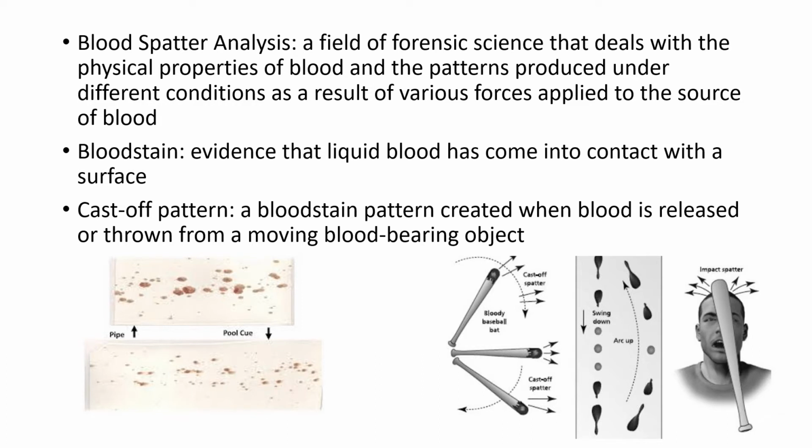Blood spatter analysis is its own entire branch of forensic science. It's a field of forensic science that deals with the physical properties of blood and the patterns produced under different conditions as a result of various forces applied to the source of blood. So they look at how blood travels, how blood flows, what creates different patterns of blood, and things like that at a crime scene. A blood stain is evidence that liquid blood has come in contact with a surface. So any trace of blood in a crime scene is going to be considered a blood stain.